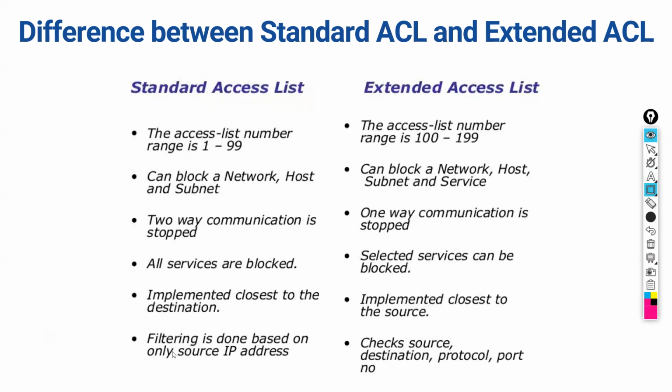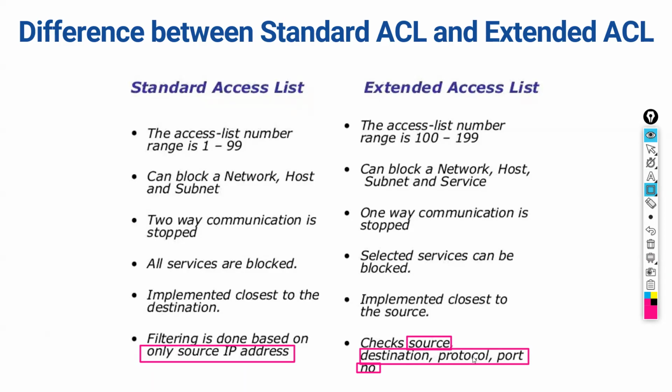One major difference we have is that your standard ACL will filter the traffic based on source IP address only, while your extended ACL will filter based on source, destination, protocol, and port number. This is only the major difference. Based on this difference, you can make many differences.